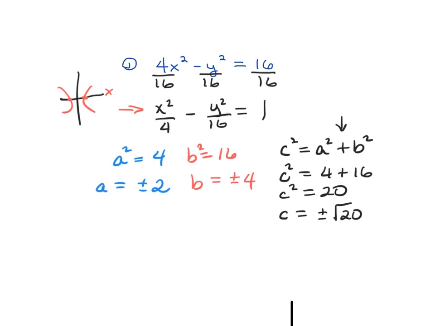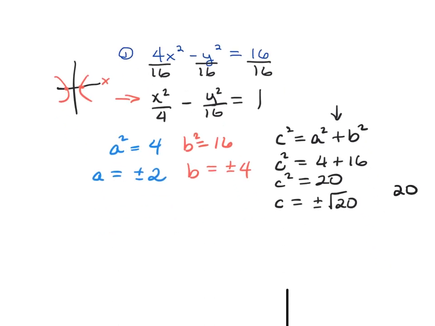I need to break down the square root of 20. I can factor this. You can also do 2 times 10. But I'm going to go right into my answer. So c equals plus and minus 2 square root 5. Now, I need to find my vertices and my focus points. So for the vertices, you always use the a.